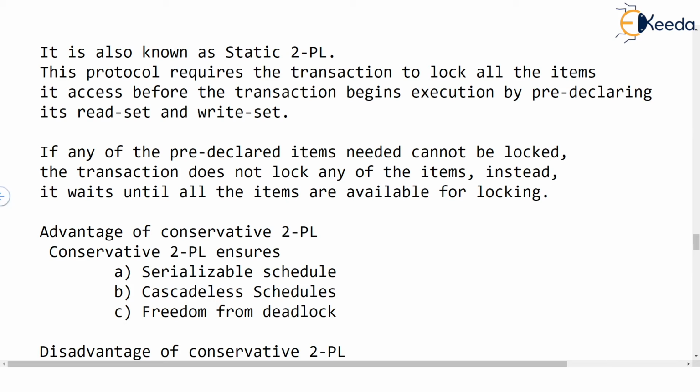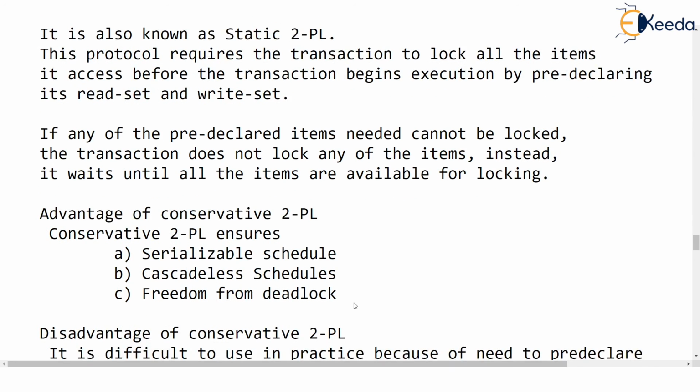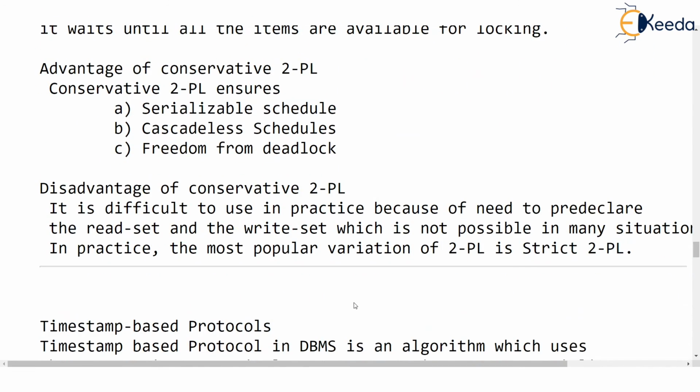It is serializable, first of all, just as our earlier 2PL, strict 2PL, and rigorous 2PL. All these protocols ensured serializability. It is cascadeless. Remember, strict 2PL and rigorous 2PL produce cascadeless schedules, and even conservative 2PL produces cascadeless schedules. But the big advantage is it gives freedom from deadlocks. But there is one disadvantage. That's why conservative 2PL is not used. In actual practice, strict 2PL is enough.